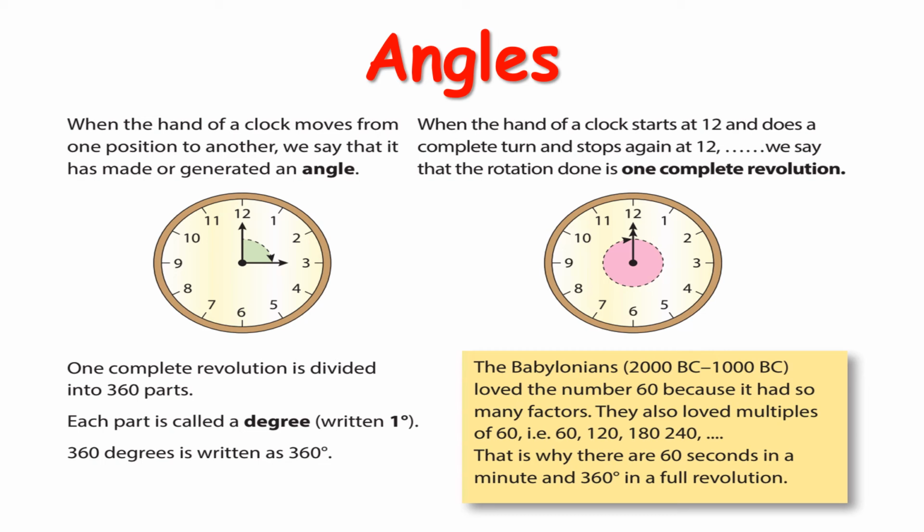And the Babylonians, who existed between 2000 and 1000 BC, loved the number 60 because it had so many factors, and they also loved multiples of 60. And that's why we think about 60 seconds in a minute, 60 minutes in an hour. Well, it's not just the number 60, it really came from 6. And when we talk about the 6, we can see it in 24 hours, and so on. So a lot of what we have in this section, this idea of base 6.